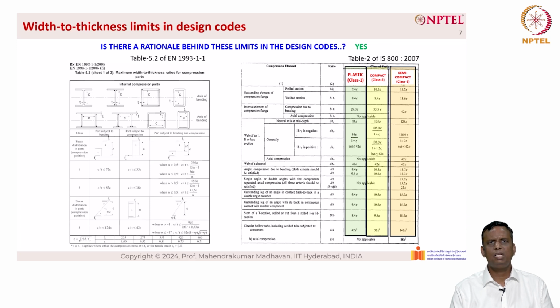But one thing that we need to understand is that the table given in Eurocode is based on yield stress of 235, which is the base yield stress that they have taken into consideration in the development of the codal provisions. As you can see here, epsilon is given as root of 235 by f sub y, whereas in IS 800, the base value of yield stress is taken as 250 and hence epsilon is given as root of 250 by f sub y.